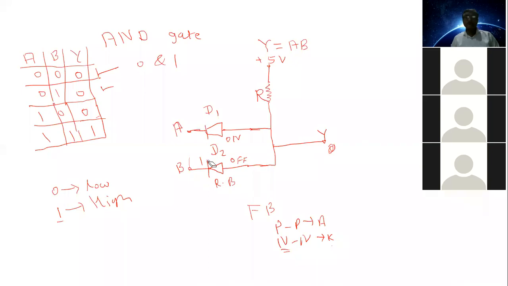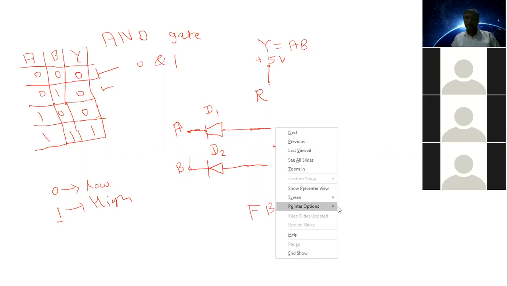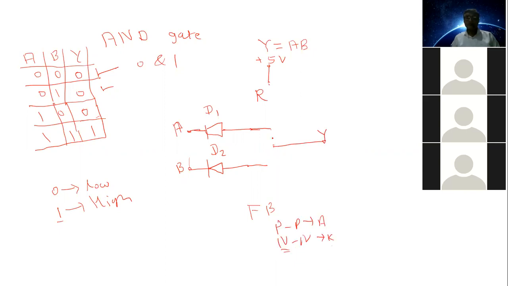Now then we consider the third condition. Third condition is A1. Here this is 1. B 0. A1, B0.